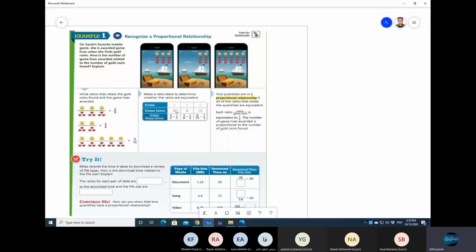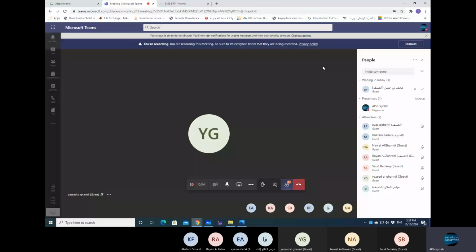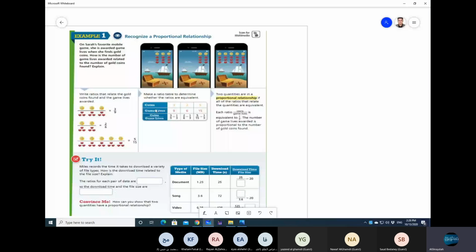Here we have coins, game lives. On Sarah's favorite mobile game, she's awarded game lives when she finds gold coins. How is the number of game lives awarded related to the number of gold coins found? If she found 3 gold coins, she is awarded 9 game lives. If she found 2 gold coins, she is awarded 6 game lives.